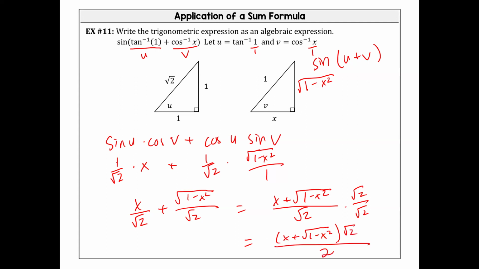Over 1. It's over 2. We don't have to roll part of our 2 out. Mm-mm. Easy. Nope. Just leave it in factored form.